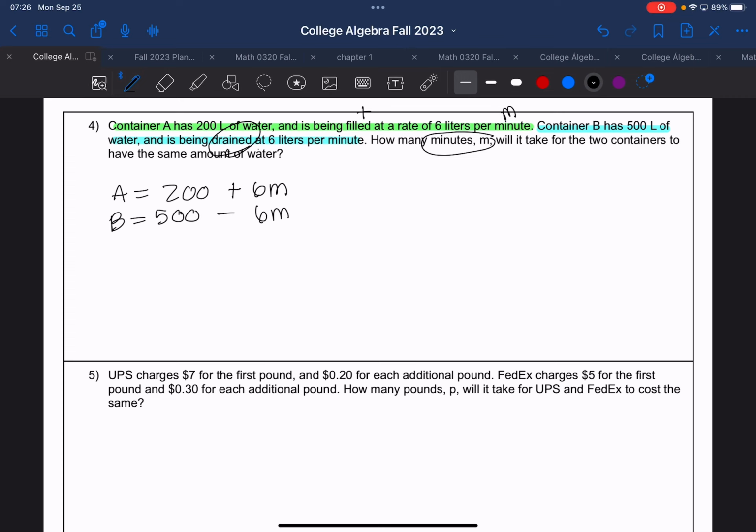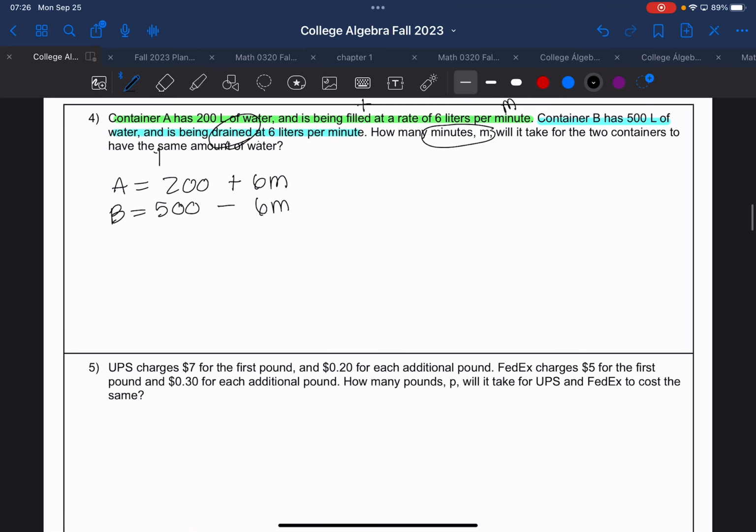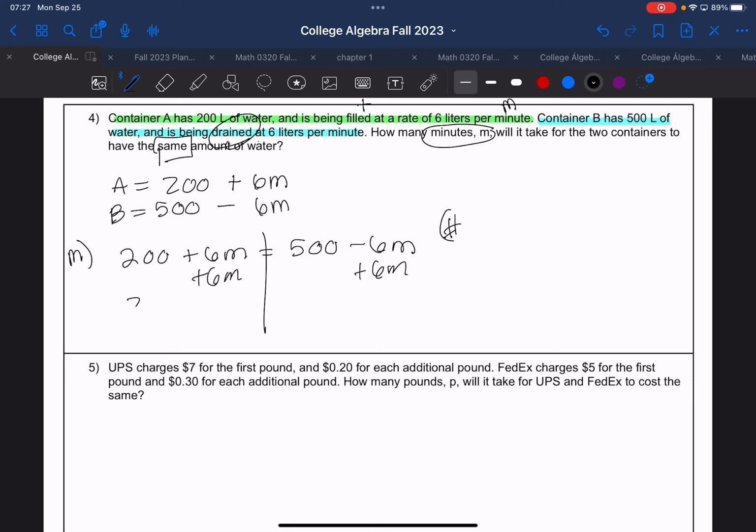Okay. Then it says how many minutes m will it take for the two containers to have the same amount? Keyword is same amount, which tells us what? Set it equal to each other. So 200 plus 6m is equal to 500 minus 6m. I'm going to move my m's to the left and my numbers to the right. So I'm going to add the 6m over, and I get 200 plus 12m is equal to 500.